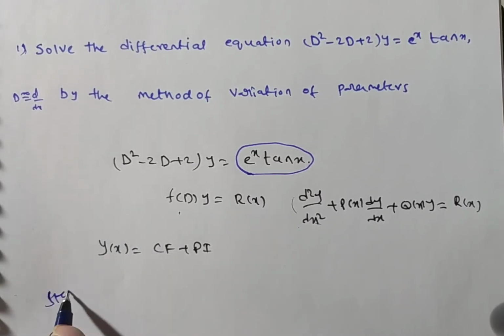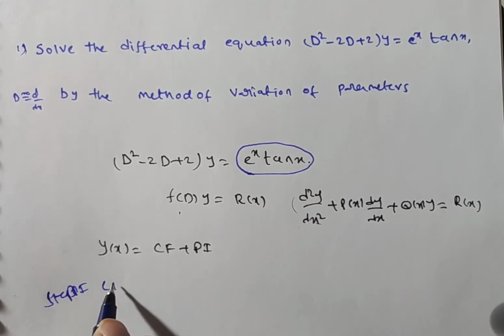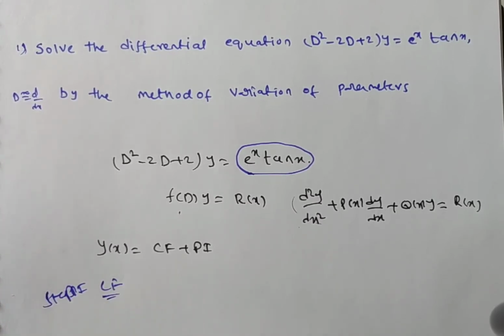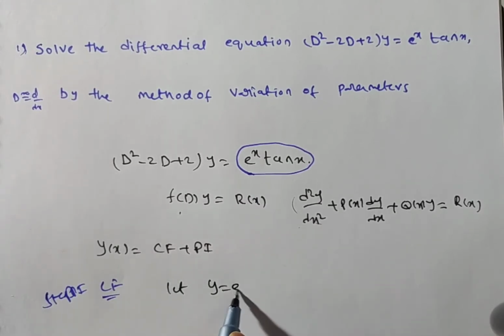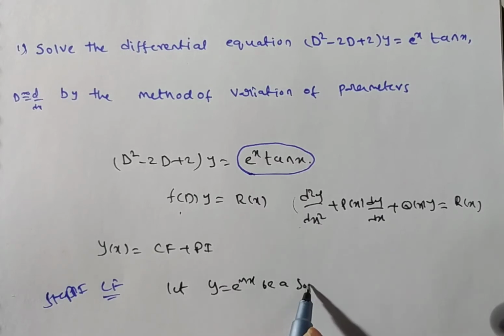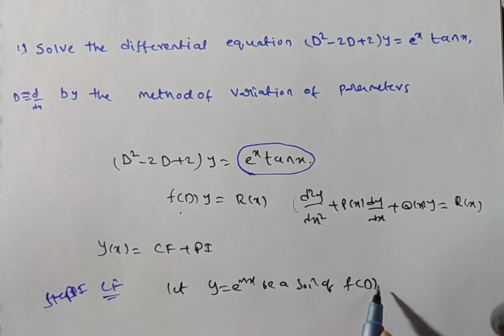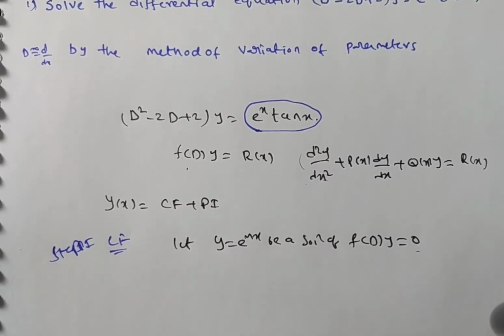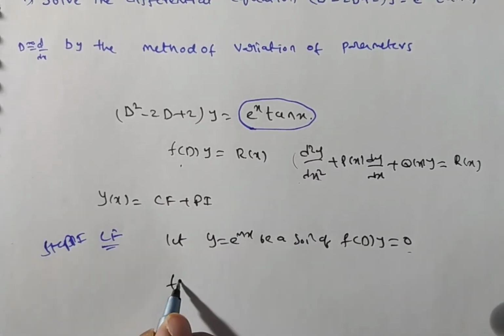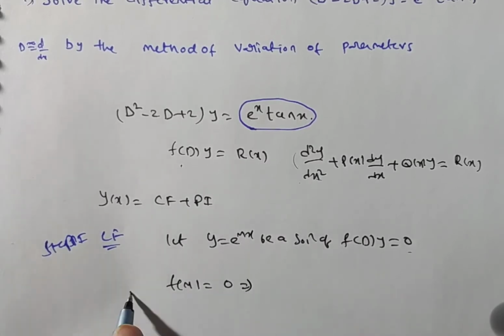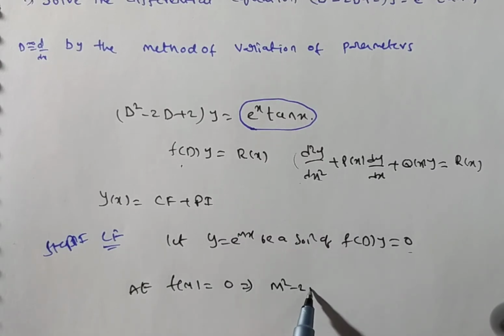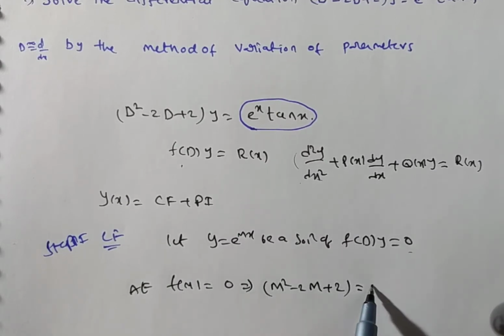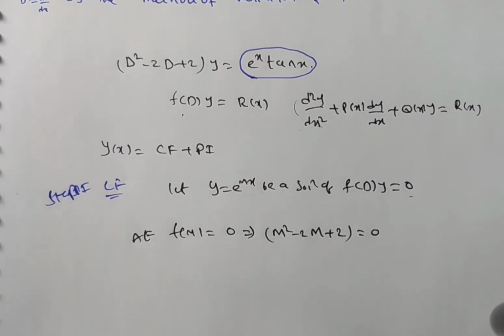So in step 1 I am finding the complementary function. To find the complementary function we have to take r(x) = 0. So let y = e^(mx) be a solution of f(D)y = 0, where r(x) is taken as 0. Then we will have the auxiliary equation f(m) = 0, that is m² − 2m + 2 = 0. Now we have to find out the roots for this.